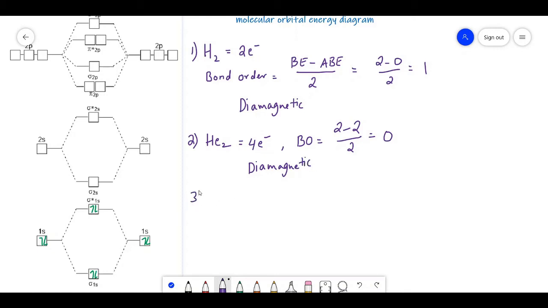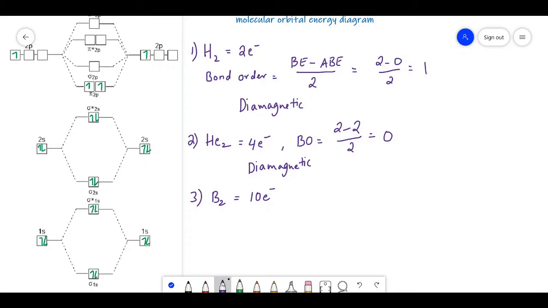Next, let us take one more example. Let us take B2. Boron has 5 electrons, so 2 borons give 10 electrons. Now let us fill the 10 electrons. 1, 2, 3, 4, 5 are of one boron, and 1, 2, 3, 4, 5 are of another boron. So in total 10 electrons. This is how we fill the 10 electrons.